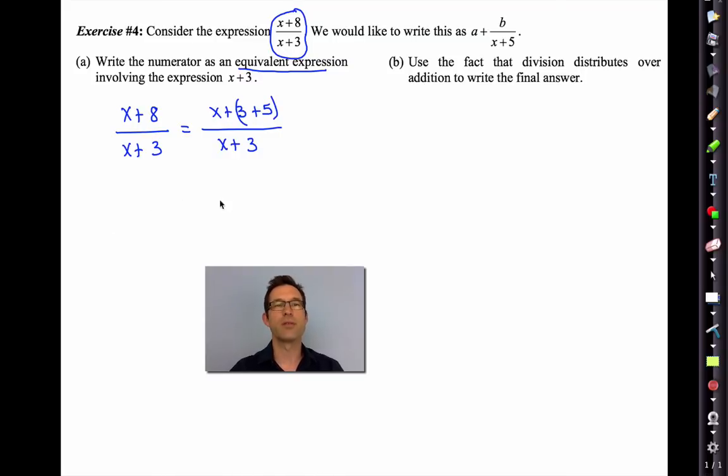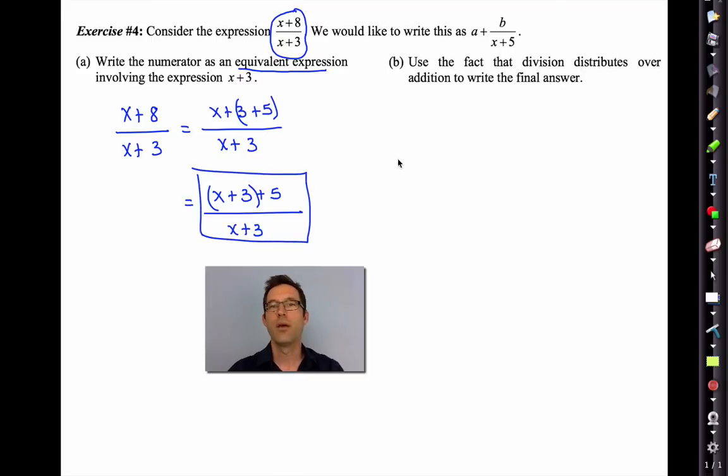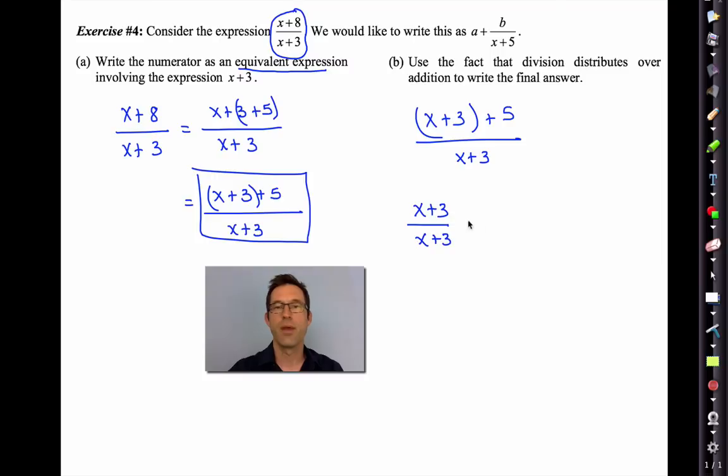One of the great things about addition is it's associative. So I can make that x plus 8 into an x plus 3 plus 5. So let me just stop here. Now it says use the fact that division distributes over addition to write the final answer. In other words, I'll take x plus 3 and divide it by x plus 3, and then I'll take 5 and divide it by x plus 3. But x plus 3 divided by x plus 3 is 1.